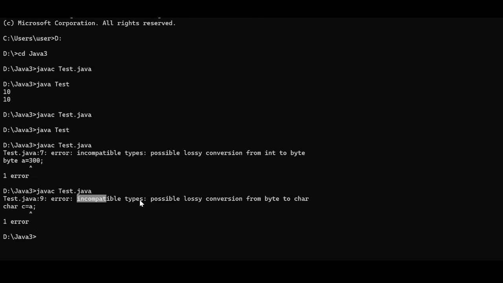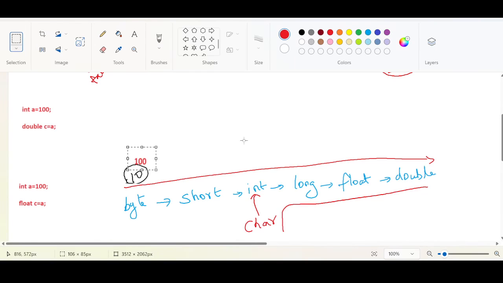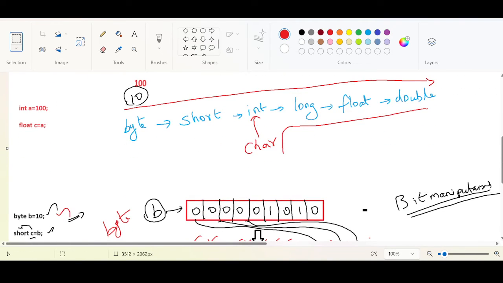Compile time error. We get compatibility issues. I will tell you why. Because when I was outlining this diagram, I said it very clearly, right? So this flow is not possible. This flow is not possible, right? Let us go back to the program.